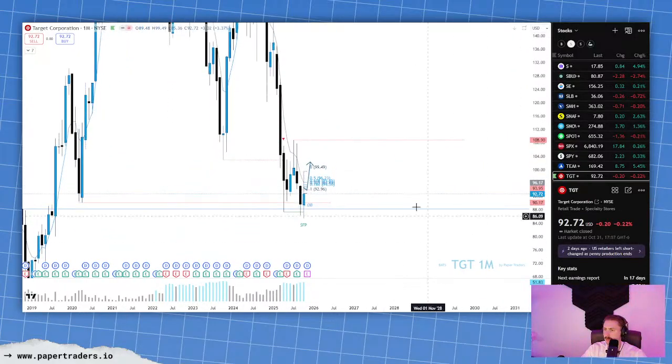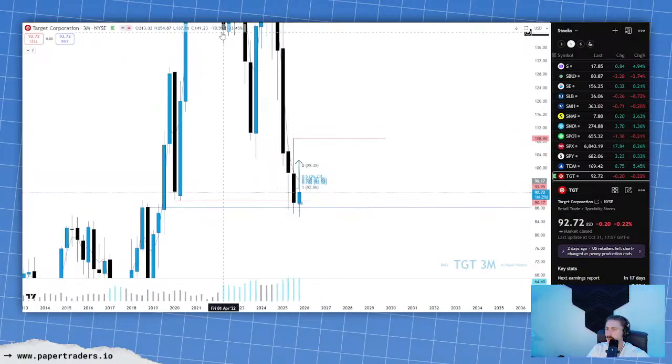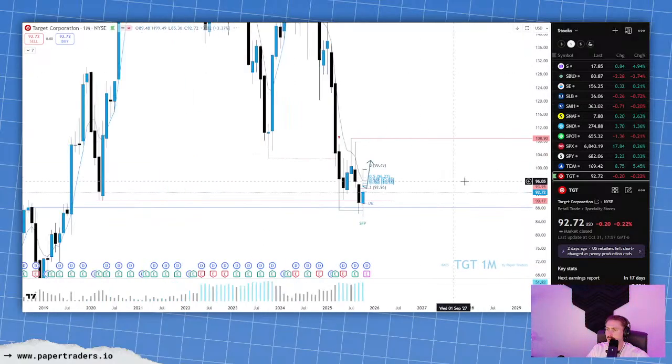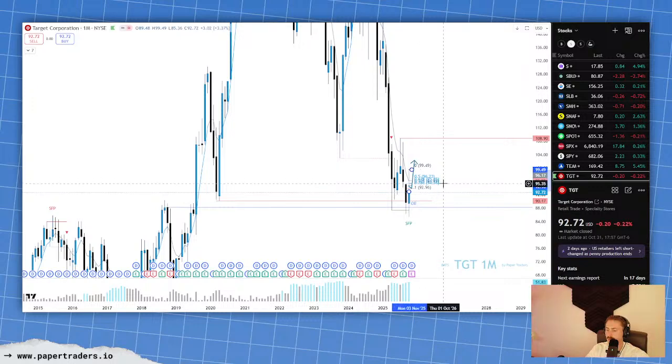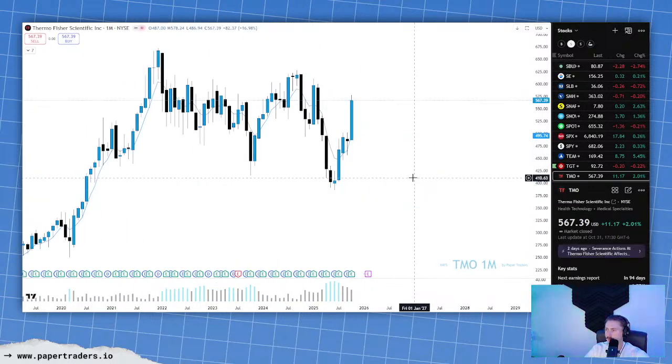Target. I like the way that we closed inside this range, so I would still be a bit longer on this one. We'll see. Target still undecided.